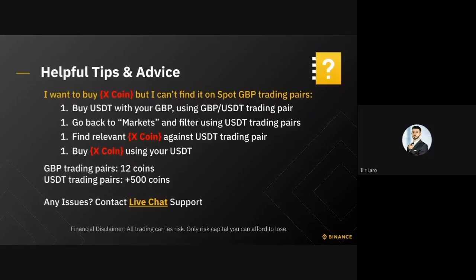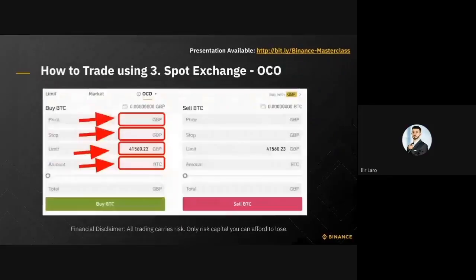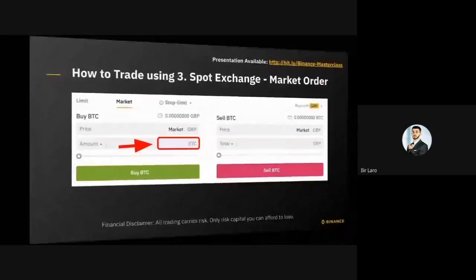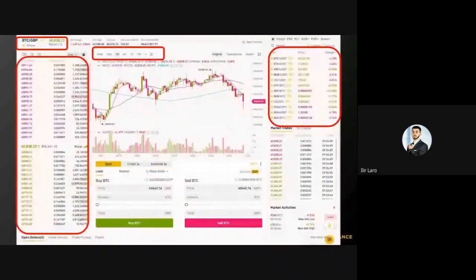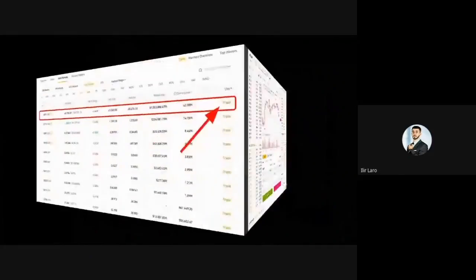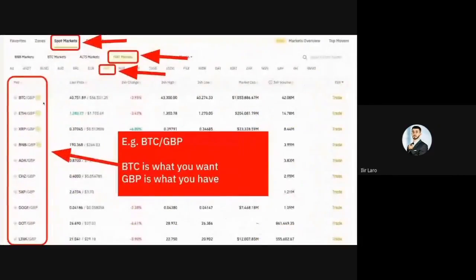Now, I do get some common questions, like, I want to buy X coin, for example. This can be any coin, but I can't find it on the spot GBP trading pair listing. So if I go back to this slide here, as you can see on the left, we have all of the trading pairs that are with GBP. We actually only have 12 GBP trading pairs, and we will be adding more as time goes by.